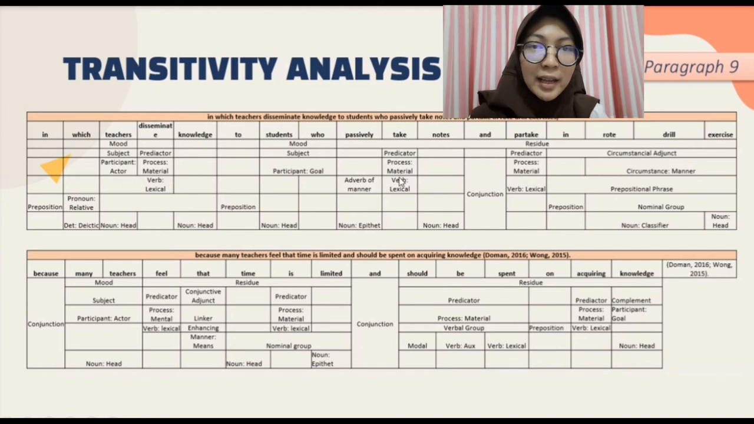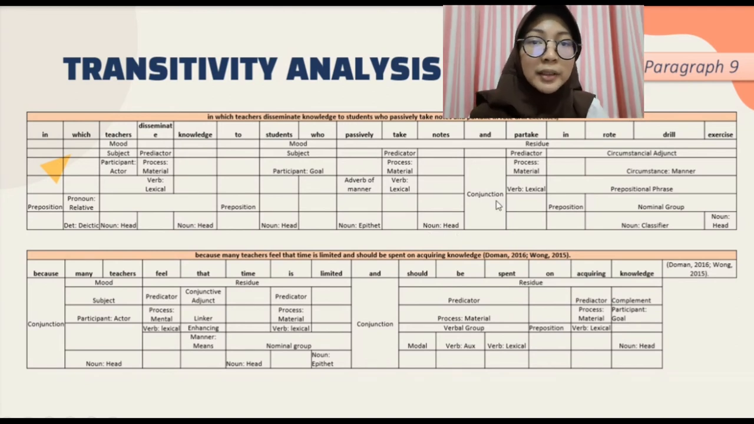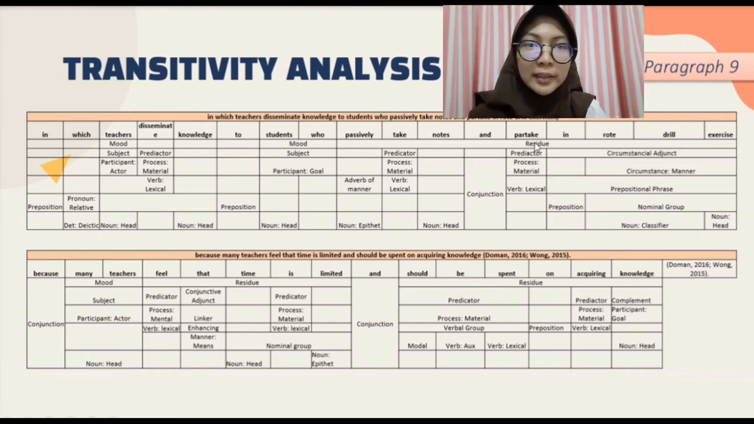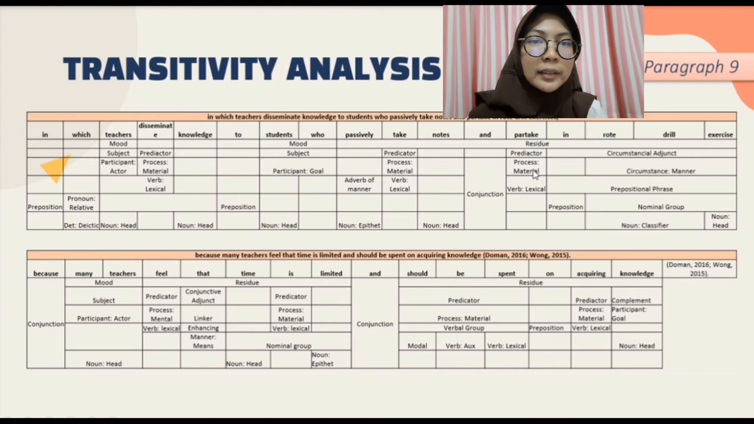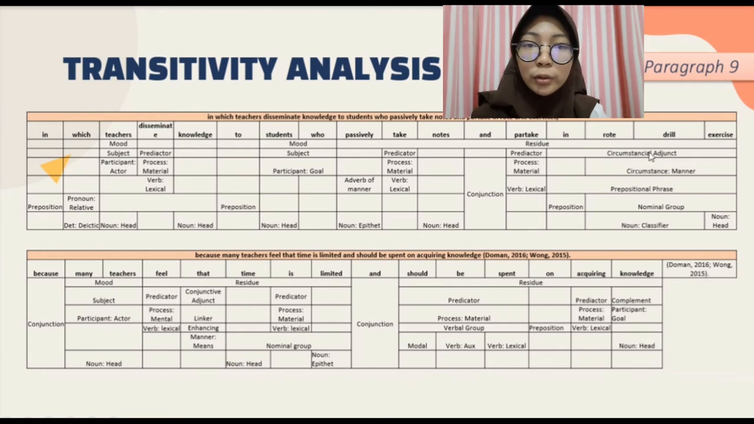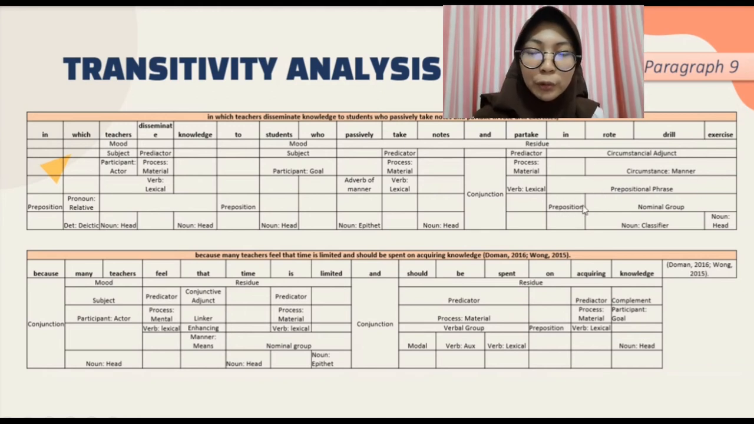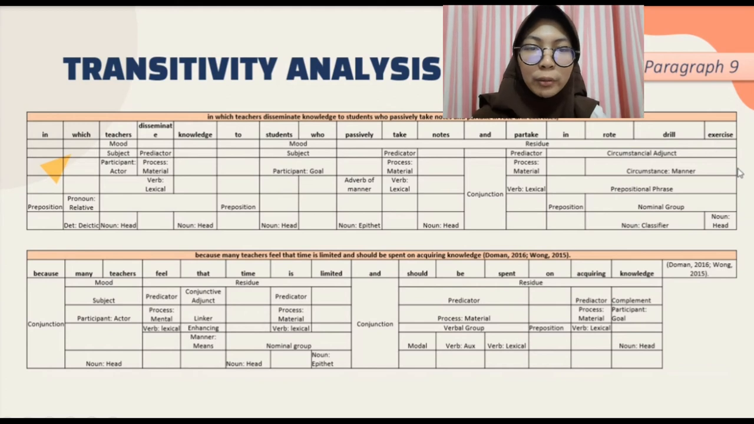Next, and. And here is the conjunctive. Then partake. Partake here is the predicator, process material, and the verb is lexical. Next, in rote drill exercise here is the circumstantial adjunct, and the rote drill exercise is the circumstance of manner. In rote drill exercise is also considered the prepositional phrase, where in is the preposition and rote drill exercise is the nominal group, where rote drill is the noun classifier and exercise is the noun head. Next, we move to the next clause: because many teachers feel that time is limited and should be spent on acquiring knowledge.